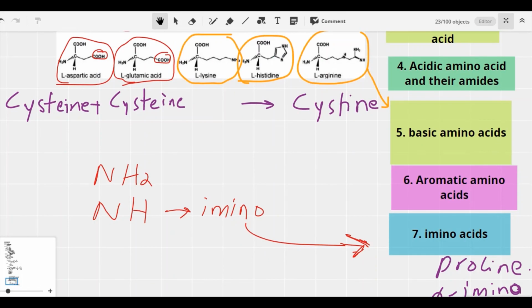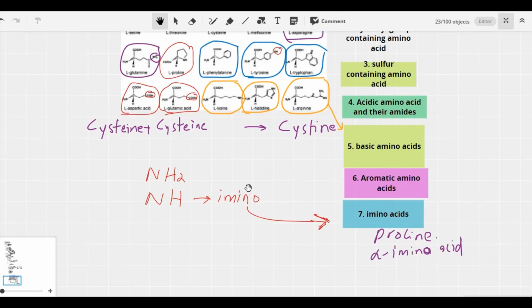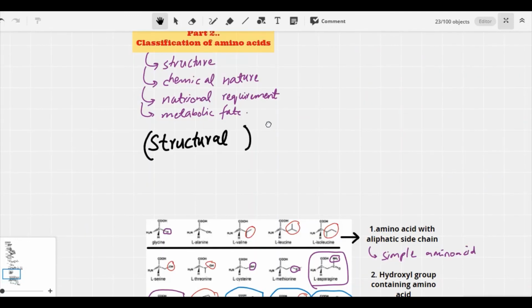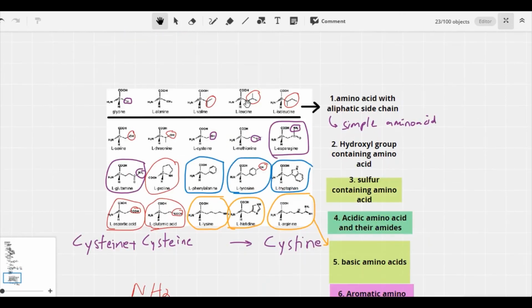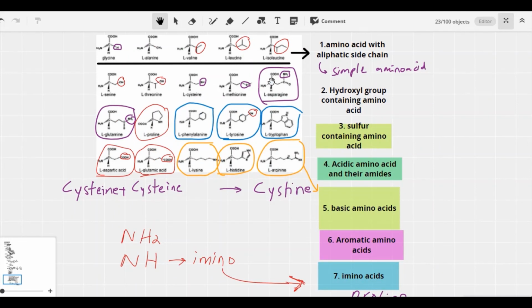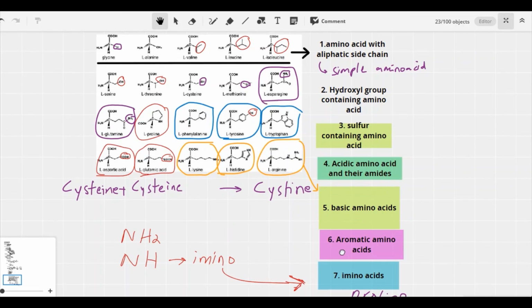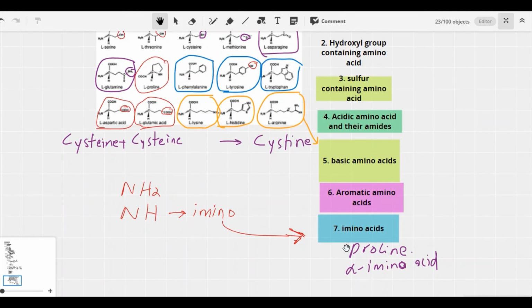Okay, so that video is based on the classification of amino acids, in which we discussed the structural classification of the amino acids. So we discussed the 20 different types of amino acids. Along with that, we categorized these 20 different amino acids into different groups: amino acids with aliphatic side chain, hydroxyl group containing amino acids. Number 3 is sulfur containing group. Number 4 is acidic amino acid. Number 5 is basic amino acid, and then aromatic amino acid, and the last one is imino acids.